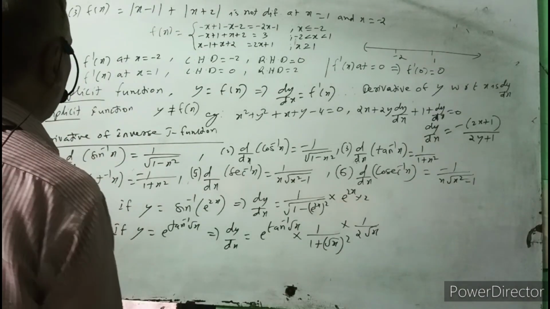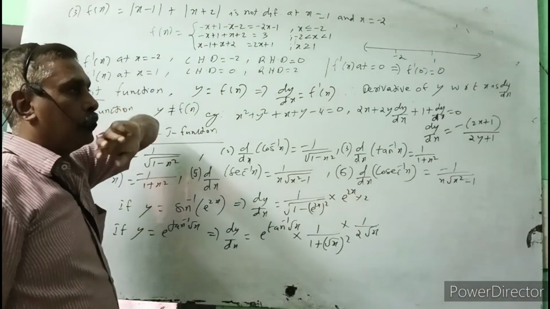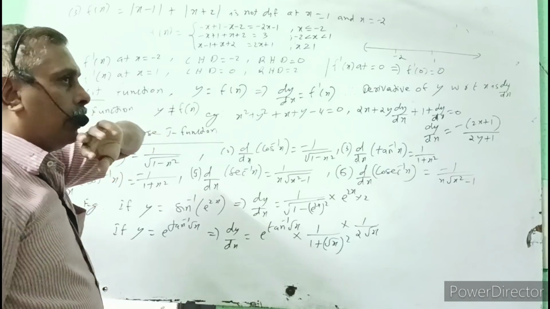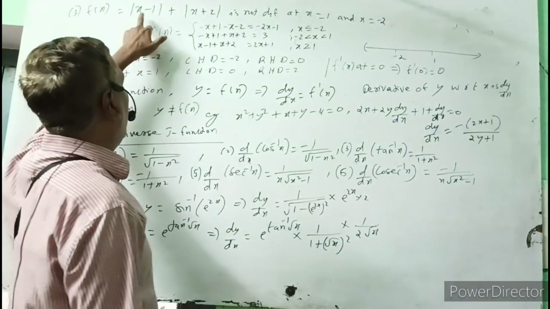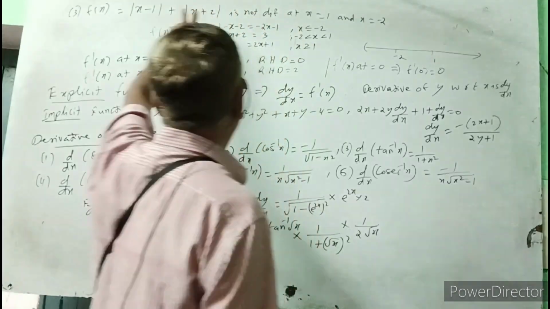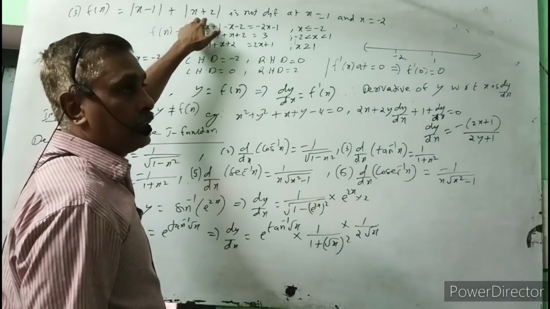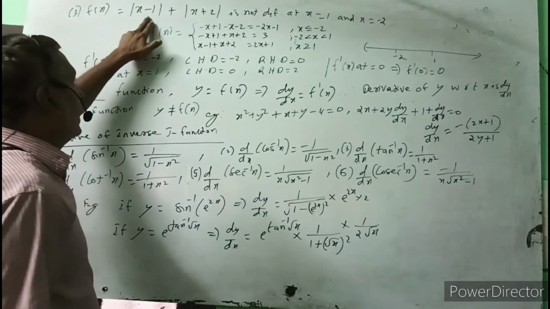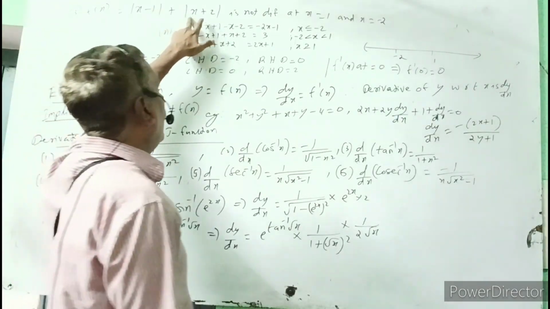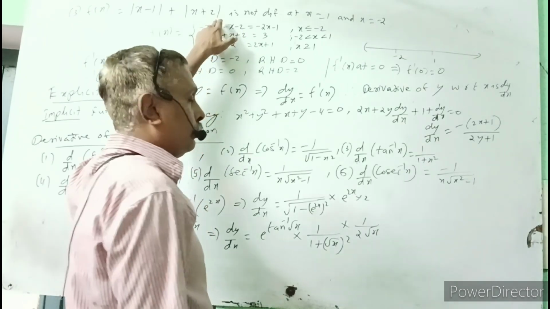So let us see some other examples. f of x equal to modulus x minus 1 plus modulus x plus 2 is not differentiable at x equal to 1 and minus 2. So I want to remove this modulus. It is very simple. You make a number line and find out the values of x when each of these modulus is coming 0. Modulus x minus 1 can be 0 only when x is equal to 1, and modulus x plus 2 equal to 0 only when x is equal to minus 2.